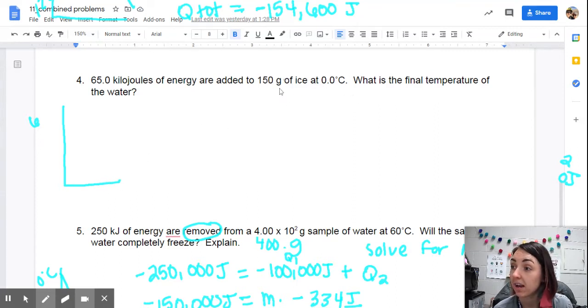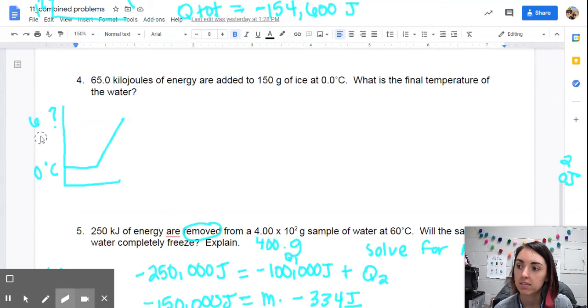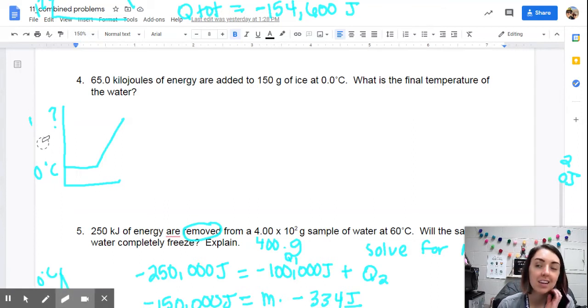This one, we've got 165 kilojoules of energy added to our ice at 0 degrees Celsius. It's asking what's the final temperature of the water. We're going to draw this one together real quick. It melts. It heats up. This is a question mark. I'm going to erase this leftover 6, from the other problem. That's a question mark there.